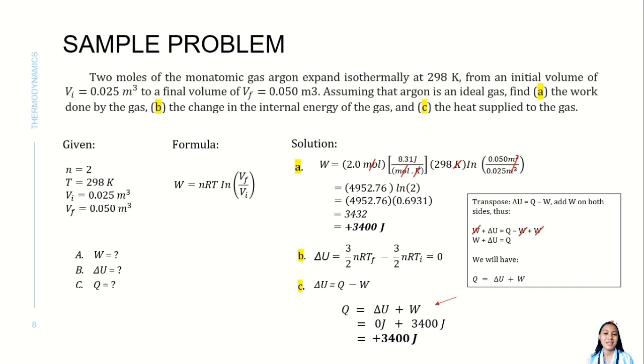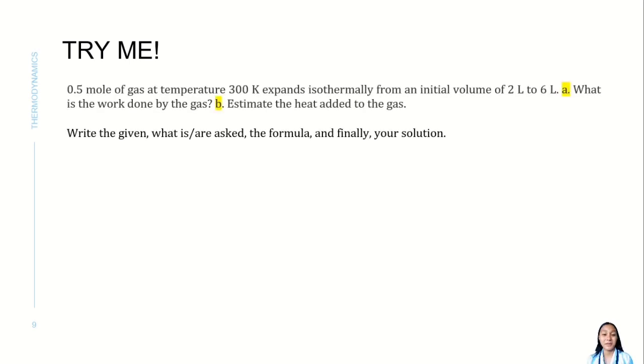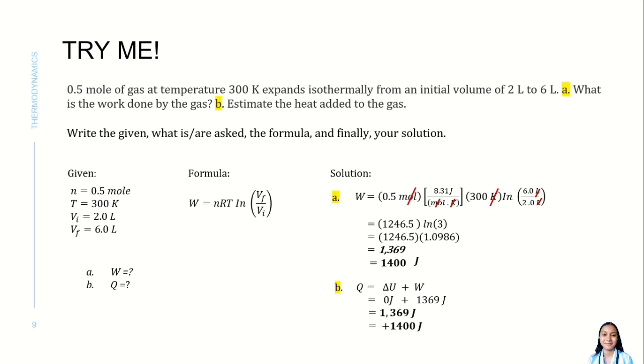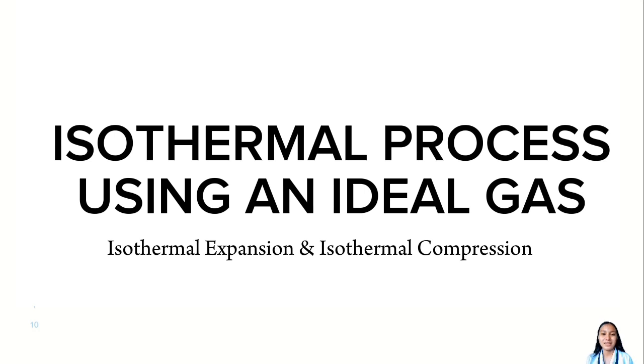We can conclude that in this situation, from 0.025 cubic meters to 0.05 cubic meters, you need to add 3,400 joules of heat to our closed system. And in this system, an isothermal expansion is occurring. Alright, we're done. So here is our problem. Pause if you like. And here is our solution. So that is the condition of an isothermal process using an ideal gas.